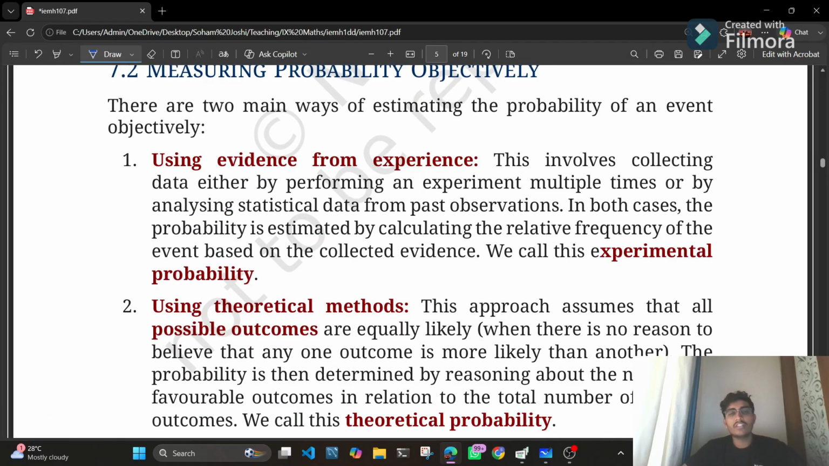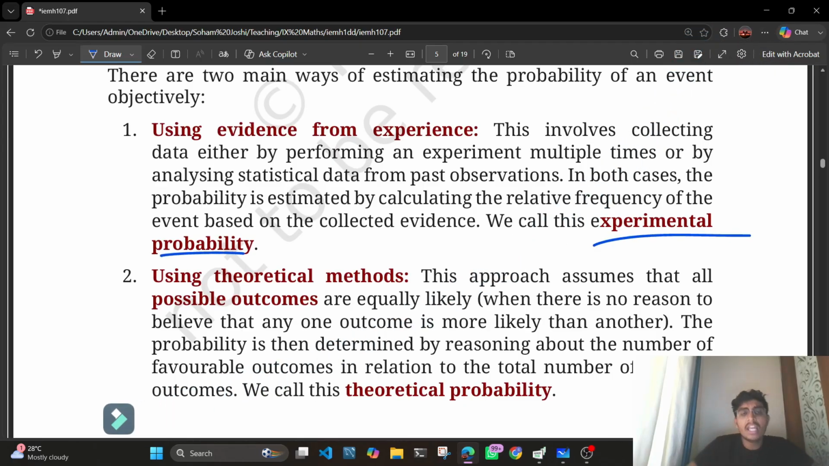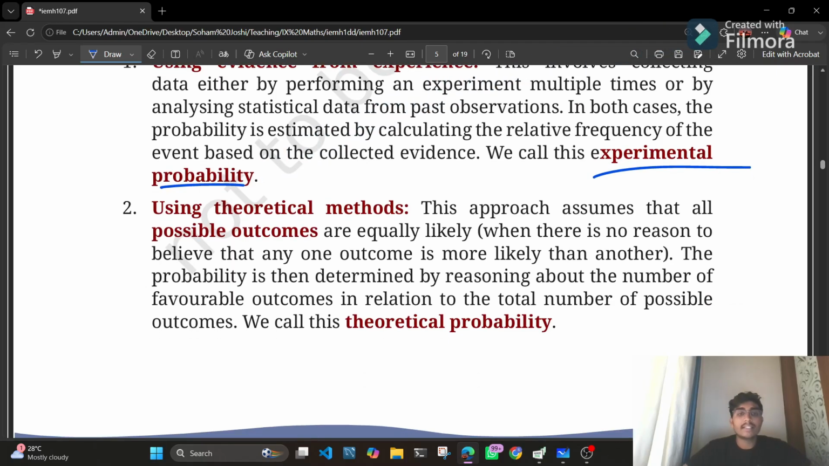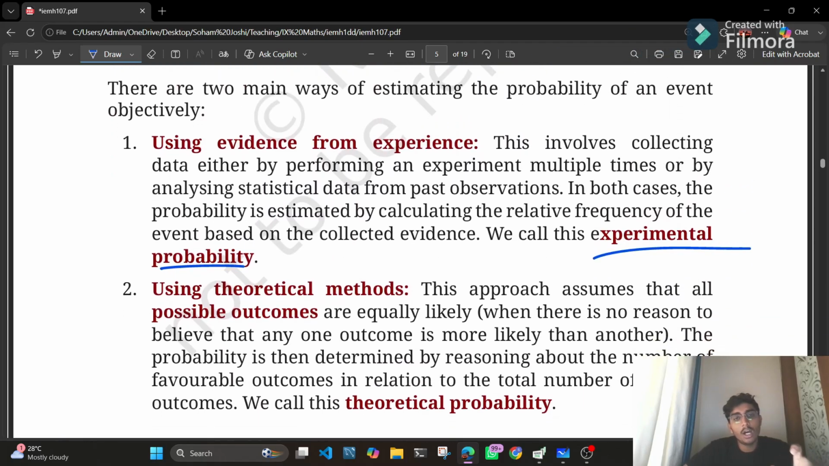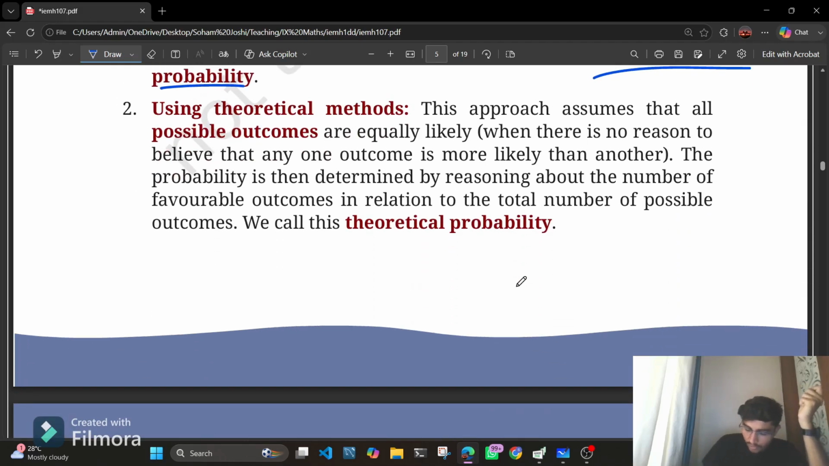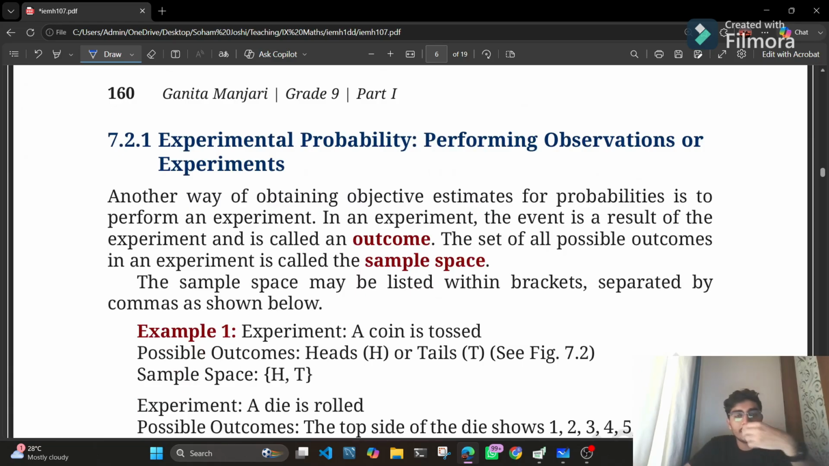So there are two main ways of estimating the probability of an event objectively. Firstly, using evidence from experiments. We call this experimental probability, in which you are given the event and the outcome also. So you just need to apply the formula and get the probability. Next is using theoretical methods. Here we need to assume the possible outcomes, and then we need to calculate the probability. So therefore, this is called theoretical probability. We'll get through it. We'll learn it further.